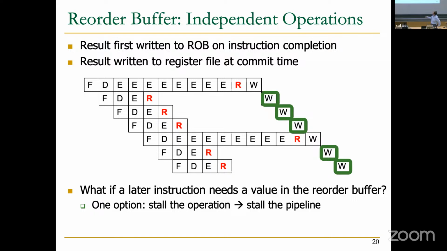Here, as you know, we need to stall the pipeline because when a later instruction needs a value in the reorder buffer which is not prepared yet, we need to stall the execution. It's very similar to the read-after-write data hazard. You need to read data which another instruction is going to produce, so we need to stall the pipeline until that value gets ready.